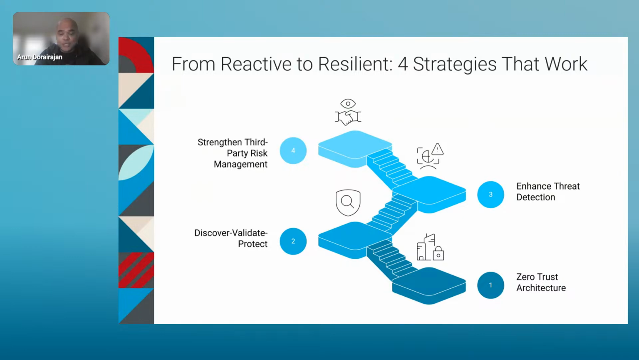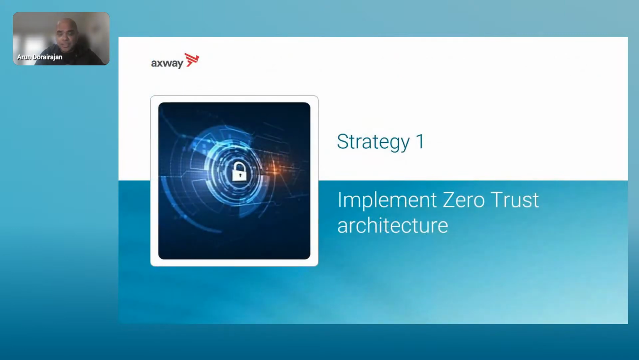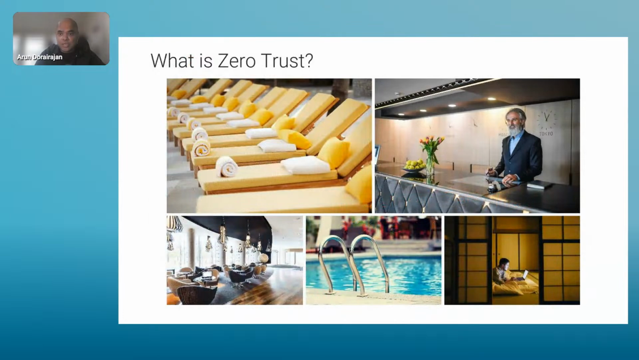So that said, let's get into the strategies. Let's start by talking about the first of our 4 strategies, zero trust. Zero trust means exactly what it says. Never trust, always verify. It's a layered security model that assumes every request is potentially hostile. So let's look at zero trust in the most relatable way possible. So I want to take an analogy here.